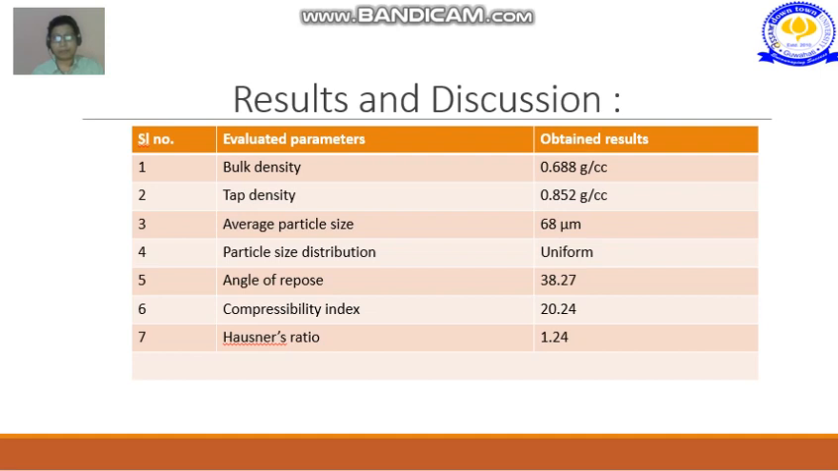These are the data we have collected after performing the evaluations of different parameters, and the final result has been plotted in the table. In case of bulk density, we have obtained 0.688 gram per cc, and the tapped density 0.852 gram per cc. Average particle size 68 micrometer.